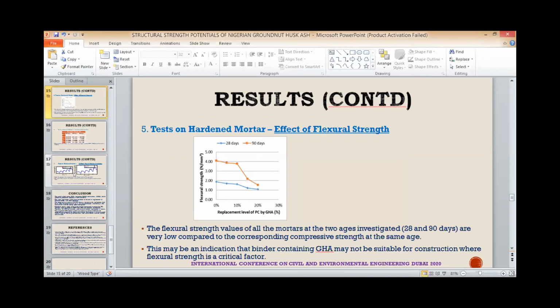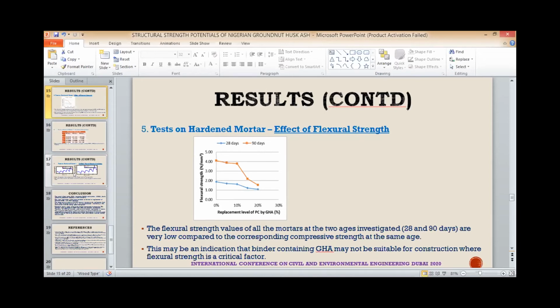Flexural strength was investigated at 2 curing ages, 28 days and 90 days. The values are somewhat low compared to the corresponding compressive strengths at the same ages. Binder containing groundnut husk ash may not be suitable where flexural strength is a critical factor.